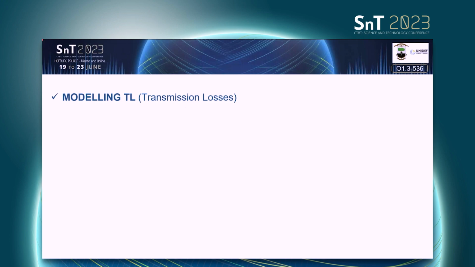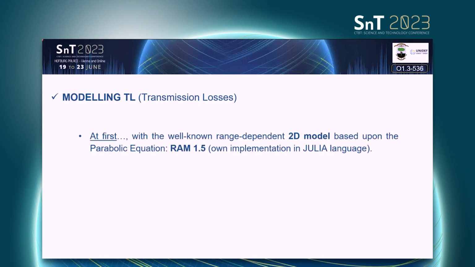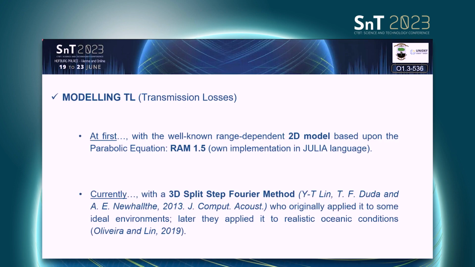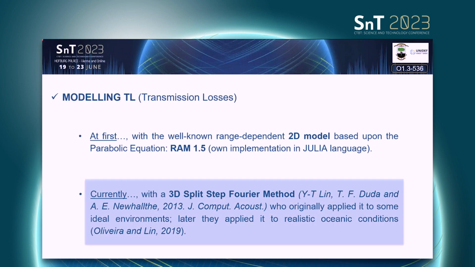As regards modeling transmission losses, we first used the two-dimensional model RAM 1.5, and currently we are using the 3D split-step Fourier method, originally developed by Wai-Chi and others, and we are going to focus on this model.